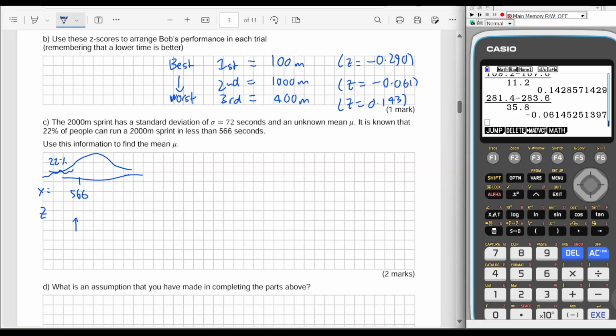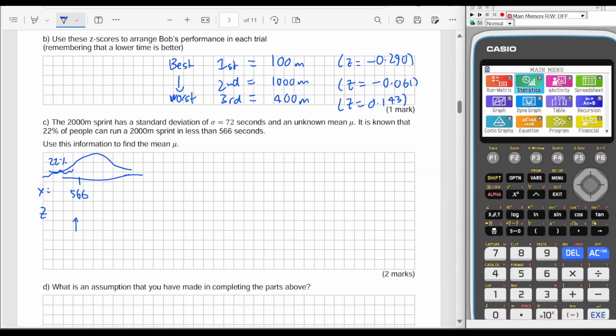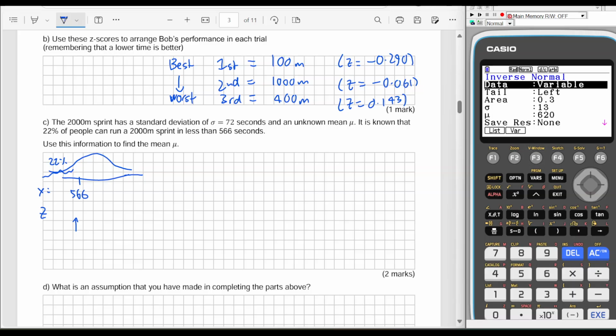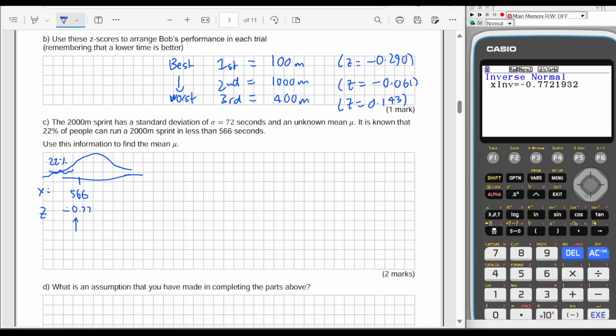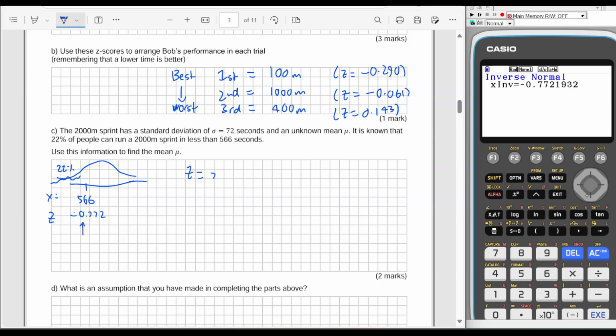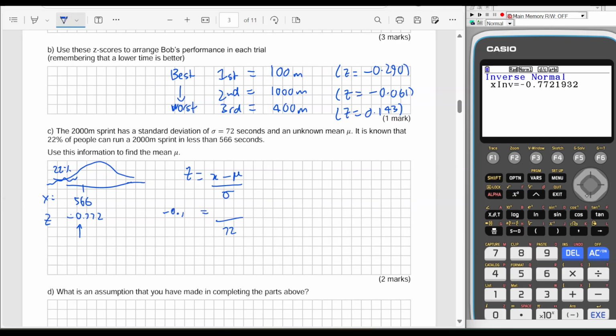Okay, so this Z score here, I can work out with an inverse normal. So we're going to go into Stats, Dist, Norm, Inverse Normal. The left tail, the area is 0.22. The standard deviation is 1 and the mean is 0 for a Z score. So we're going to execute that, minus 0.772. Cool. You don't need to write how you got that, but it's this inverse normal here. So it's Z is X take mean over sigma, and we should have 3 out of 4 of those things. So sigma is 72. I think we knew what the Z score was, so we just got that, minus 0.772.